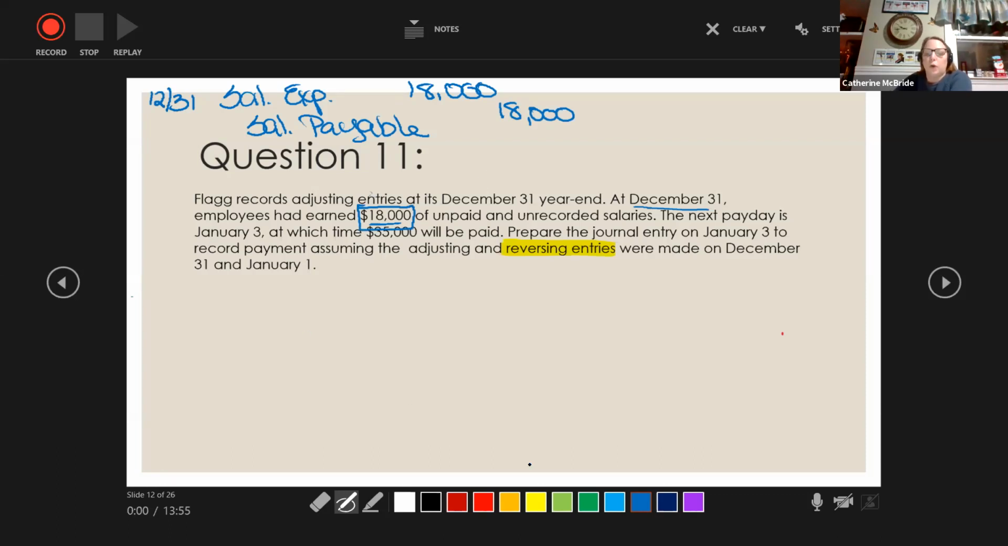On January 3rd, we're going to pay payroll of $35,000. But we're going to use what's called a reversing entry. So on 12/31, we make this entry. On January 1st, so now this is on the books for 12/31, right? On January 1st, we reverse it. And I'm going to show you why. So on January 1st, we just do another journal entry for salaries payable and salary expense. And what you really do is put them both in at the same time with different dates.